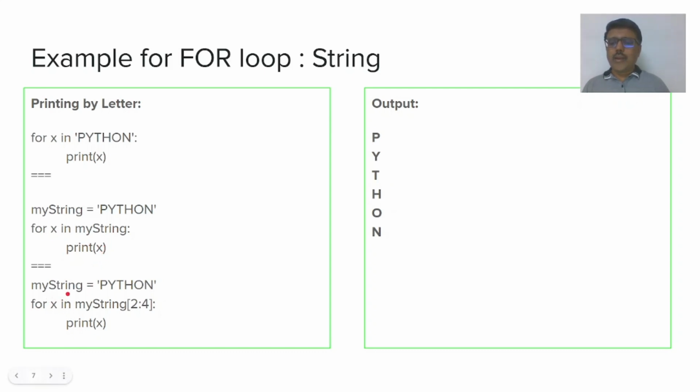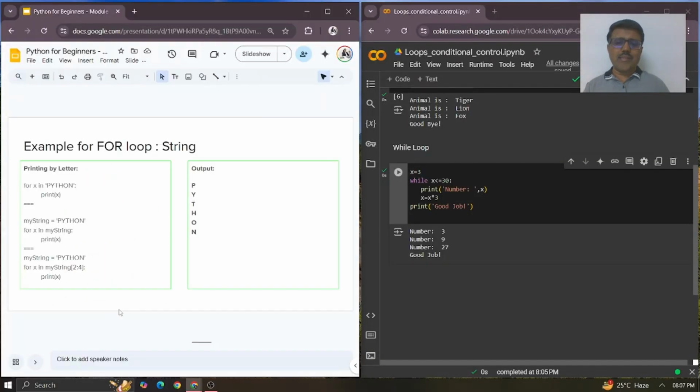Not only that, as I said, suppose I just want to print only from index position 2 to 4, right? 2 to 4, I want to bring it here. Then what will be the output we want to see? Those things I'll also be able to perform. So let's quickly take the example and see it here.